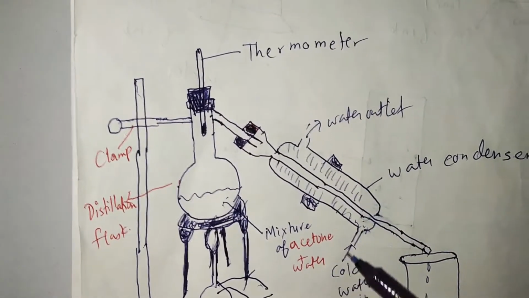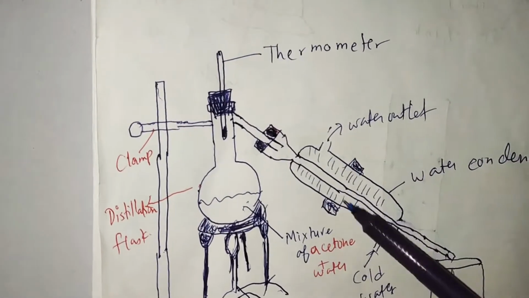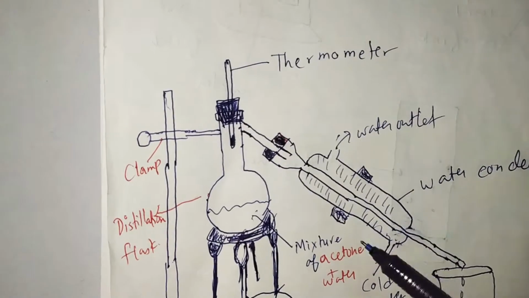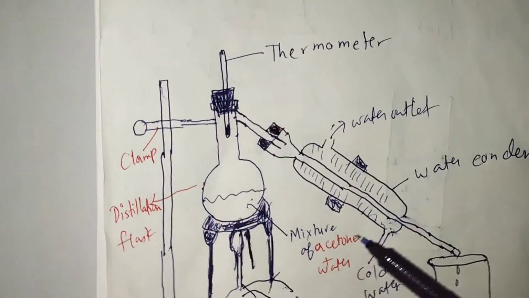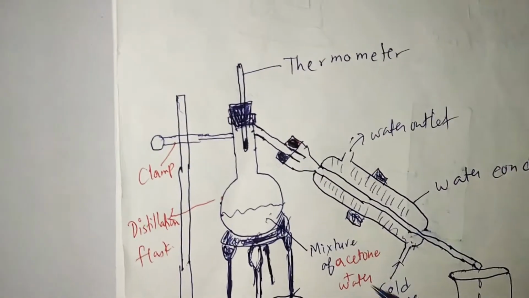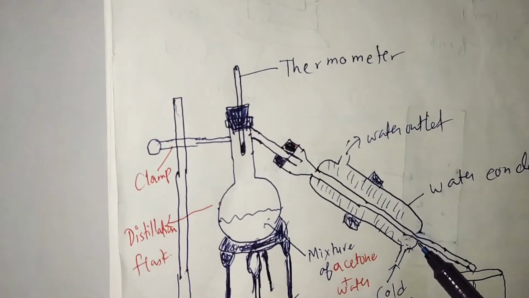condenser. In the water condenser we are passing cold water, which is not mixing with this tube. It is just on the outer surface. So it is cooling the vapors. The water is coming inside from here and going out from here. So this cool water is used to condense the acetone vapors.